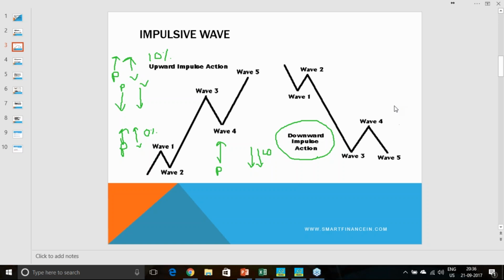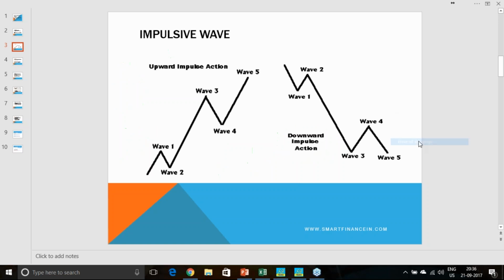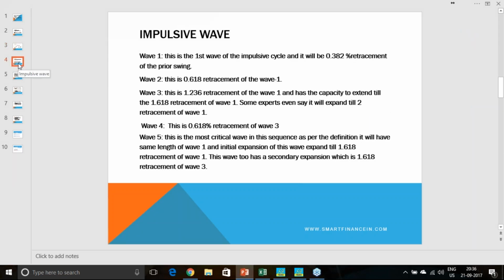So this is how you should understand impulsive wave and corrective wave, two categories: upward impulsive, downward impulsive, upward corrective, downward corrective. It purely depends upon the volume. In the book you can find it. This is the definition of wave 1. It has many other rules. I told you, ignore the rules, first understand the wave.